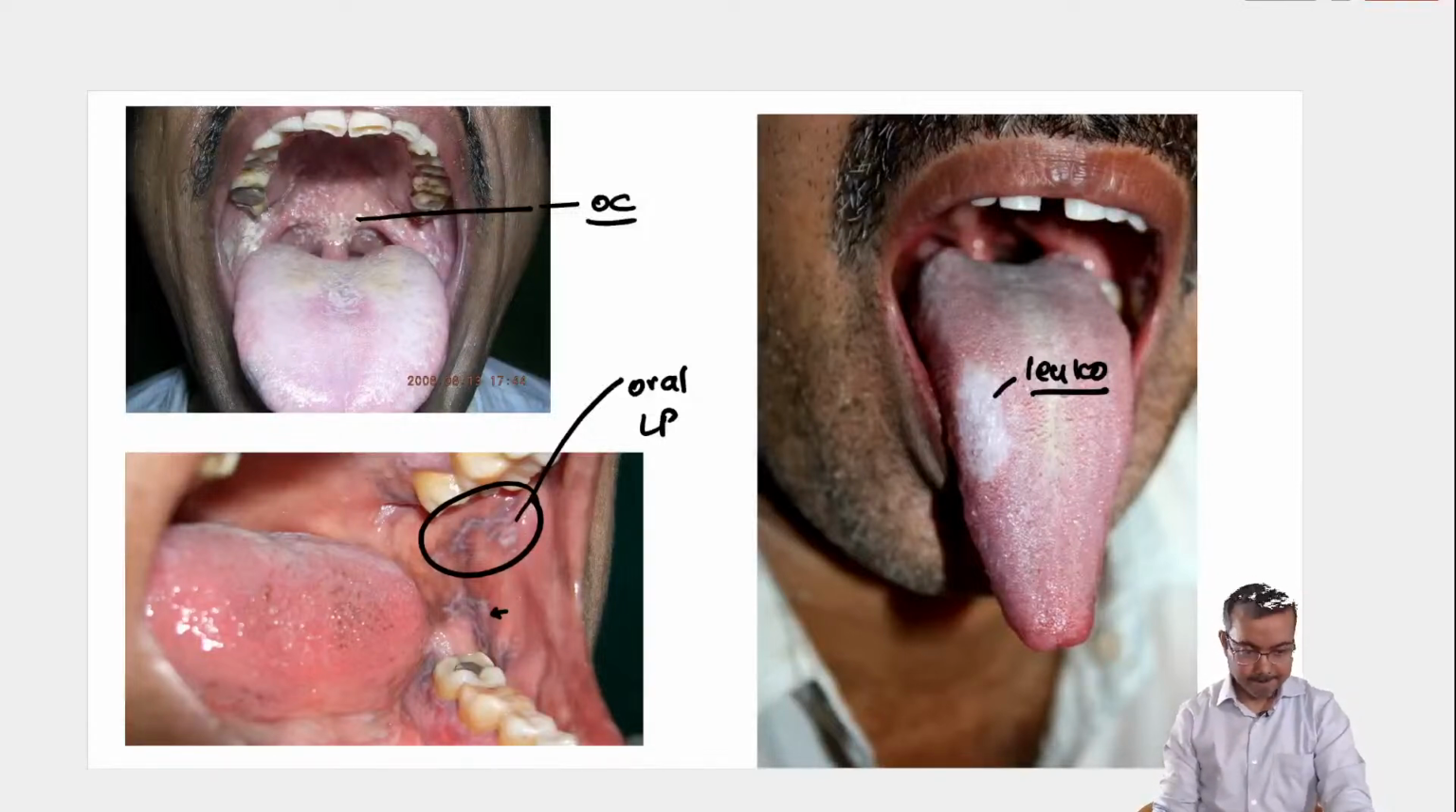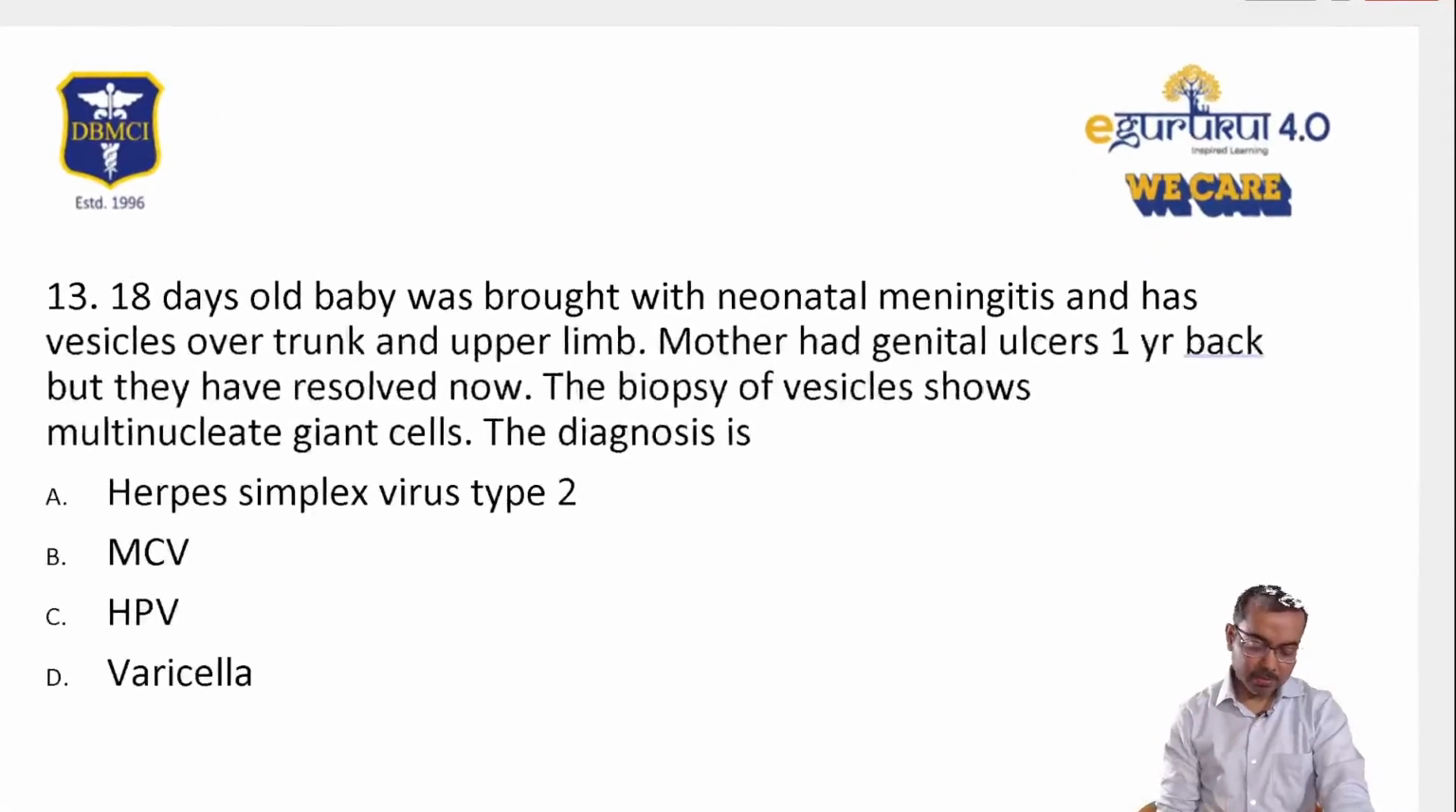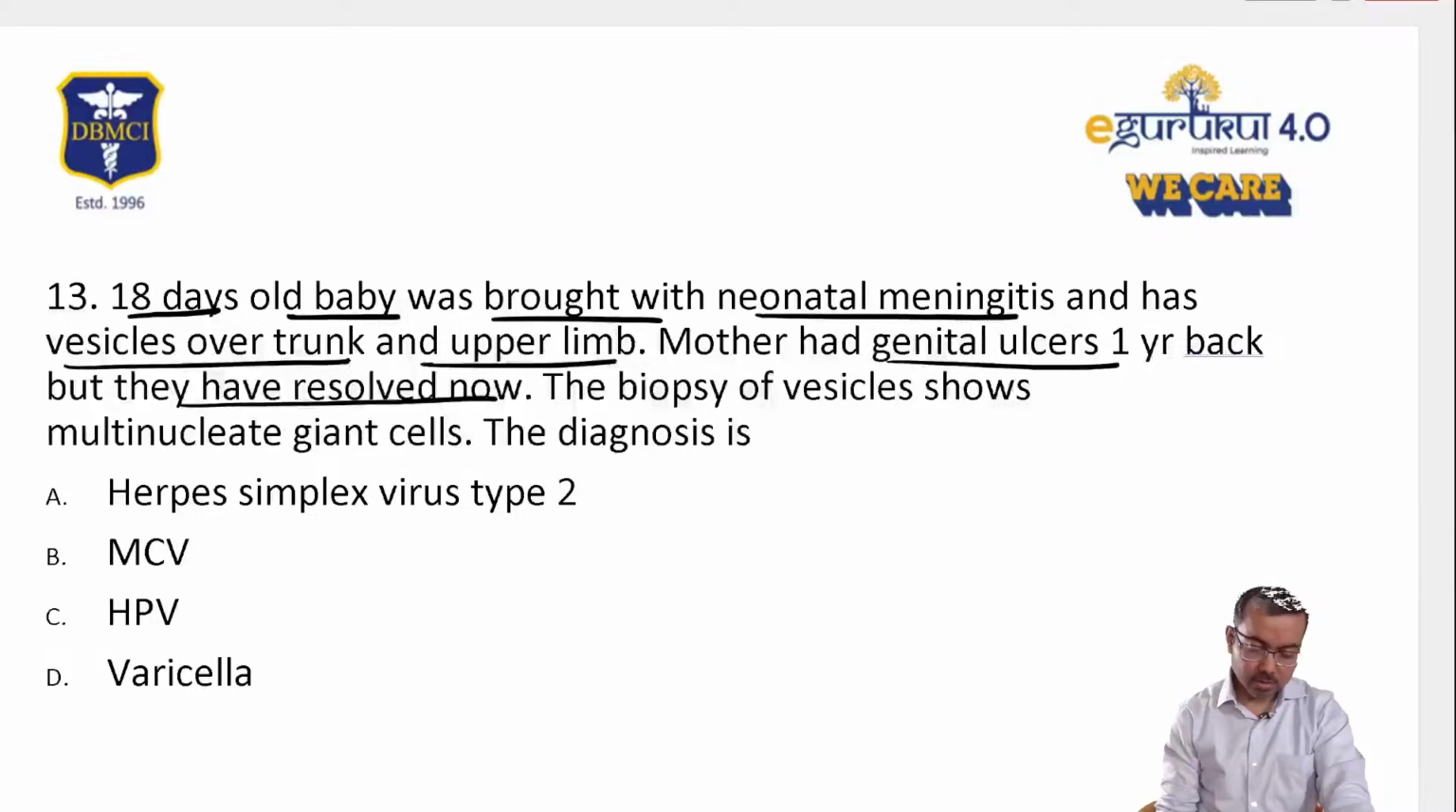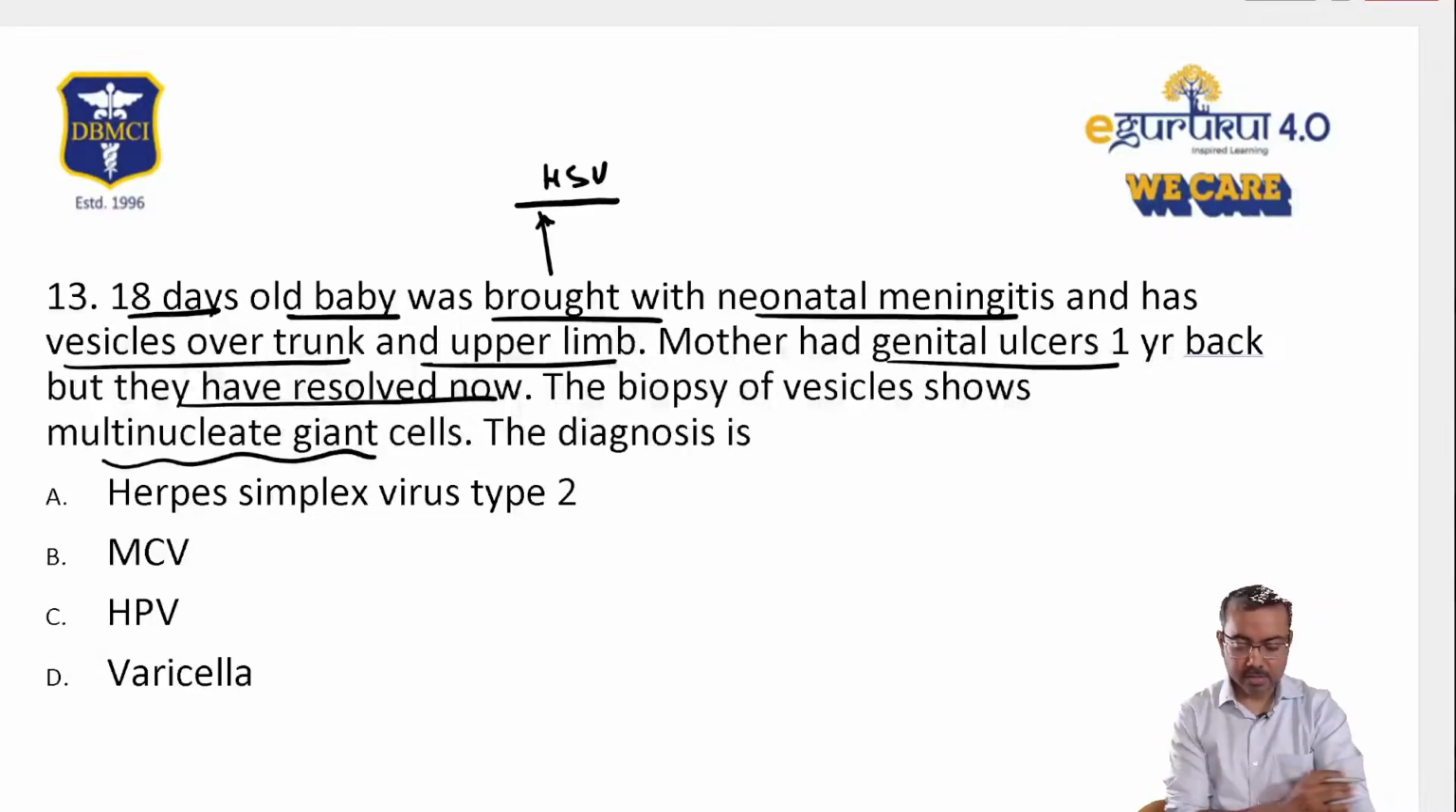Clear? Question 13: an 18-day-old baby was brought with neonatal meningitis, vesicles on the trunk and limb, mother had ulcers but resolved now, multinucleate giant cells. Everything is supportive of herpes simplex virus.